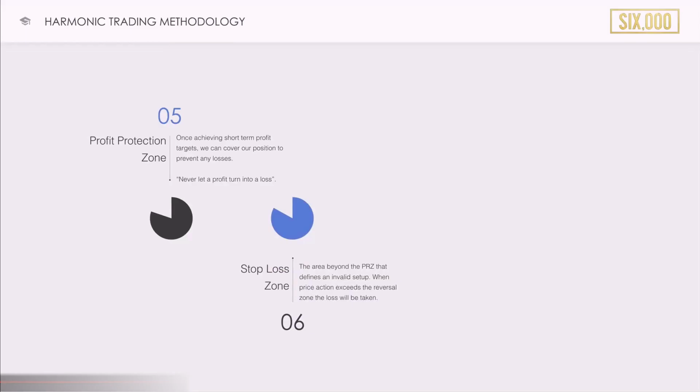The stop loss zone. This is the area beyond the potential reversal zone that defines an invalid setup. So once price action exceeds the reversal zone, the loss will be taken. A stop loss is absolutely crucial in trading, no matter what your trading strategy is. It should always be used. It protects us from incurring large losses in the market, and it protects our capital.